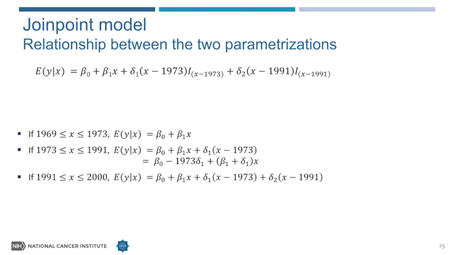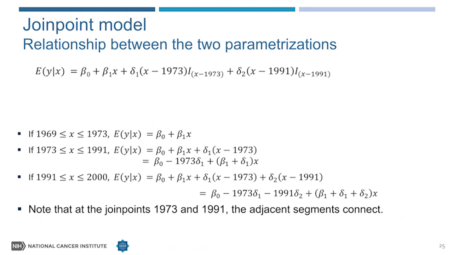For the years after 1991, both indicator functions are 1. So we have every term in the model, and it can be rearranged to separate the intercept and the slopes. Note that at the joint points 1973 and 1991, the adjacent segments connect. At 1973, the fitted value derived from the second segment is beta 0 plus beta 1 x, which is the same as the fitted value derived from the first segment. Similarly, for 1991, the fitted values from the second segment and the third segment are identical.